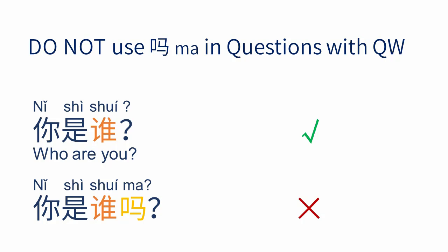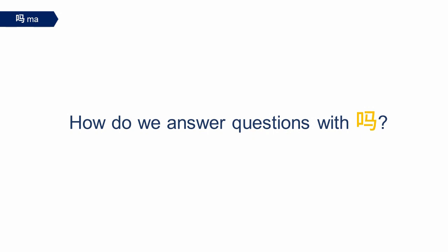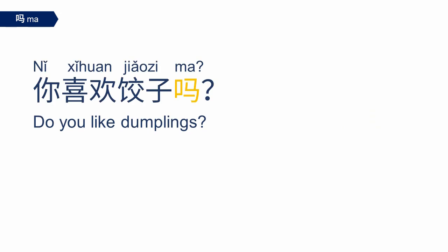Okay, now let's move on to how we should answer questions that end with ma. In English, this kind of question is called an interrogative question, which means you can answer with either yes or no. But in Chinese, it's a little different. For example, 你喜欢饺子吗? The simplest response can be just a single character, 对, which means yes, affirming the question.